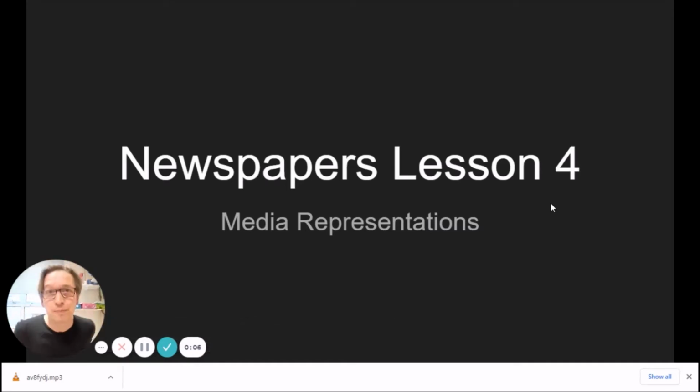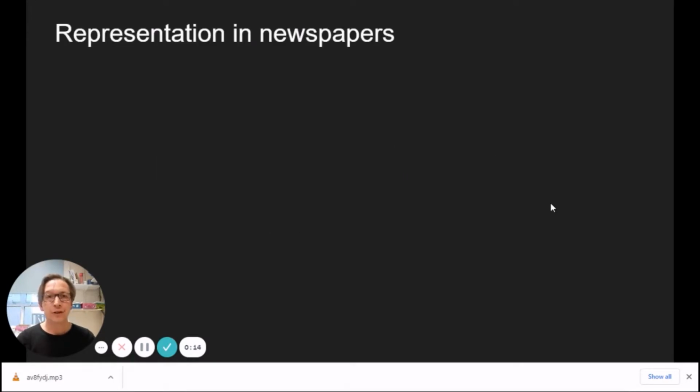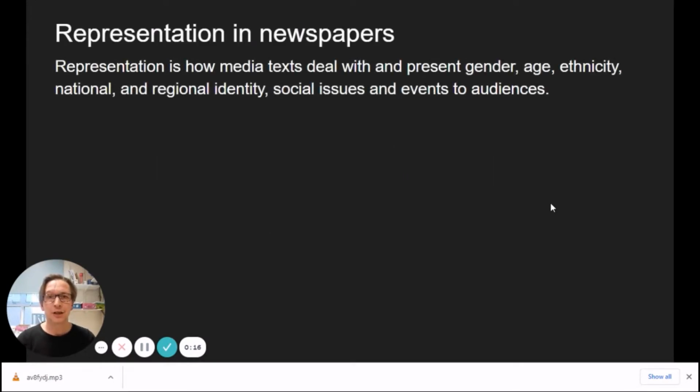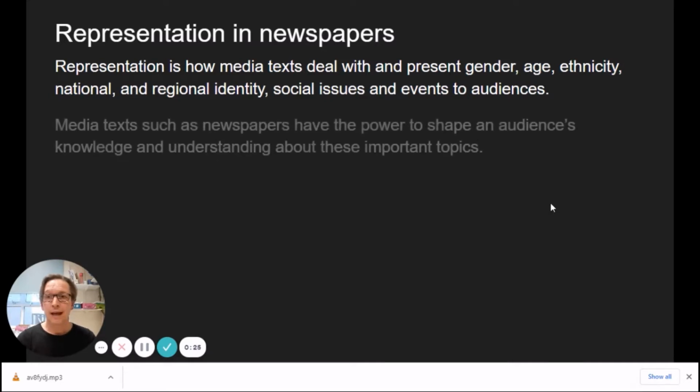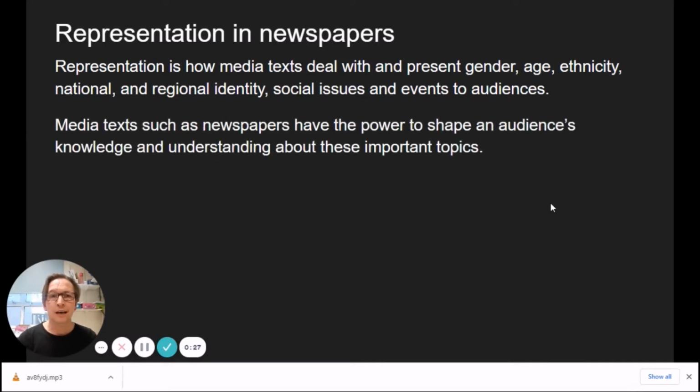Today we're going to be focusing on media representations. Now representation is a key concept in GCSE Media Studies, so it's one that you should be aware of. If not, just a reminder what representation is. It's how media texts deal with and present the world, how they represent groups of people, individuals, places and so on. Now, newspapers are really interesting when it comes to representation because they are extremely powerful. They can shape an audience's knowledge and understanding about the world that we live in.